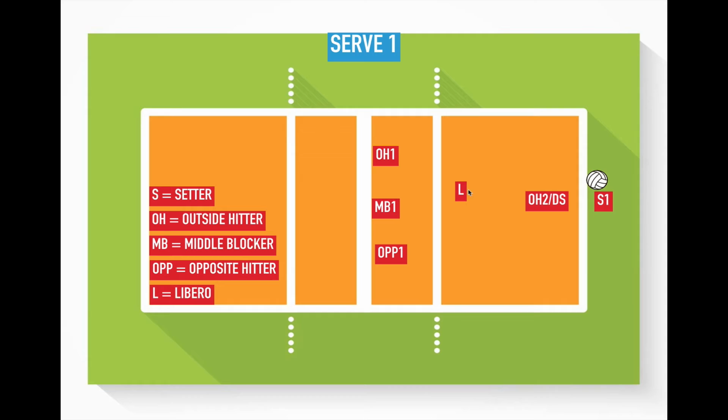Now I move my libero forward because on the serve, she just has to run right over here. Be careful not to cross the outside hitter because you'd be out of rotation. Now in the front, my outside hitter and my opposite, they're on the wrong side. So I'm going to bring them to the middle. And as soon as the serve goes, they're going to swap positions. The outside hitter comes here and the opposite goes here.